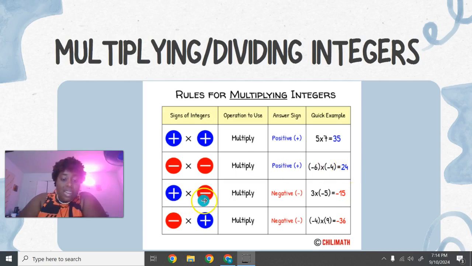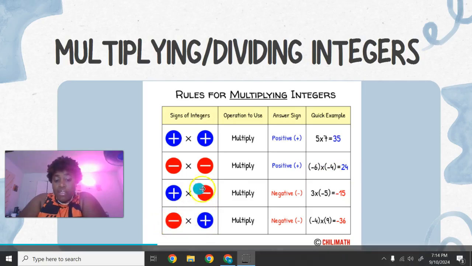A positive times a negative or a negative times a positive, same thing. They're both going to multiply to give you negative numbers. So 3 times negative 5, you get negative 15. And then you have 4 times negative 4, times 9, you get negative 36.